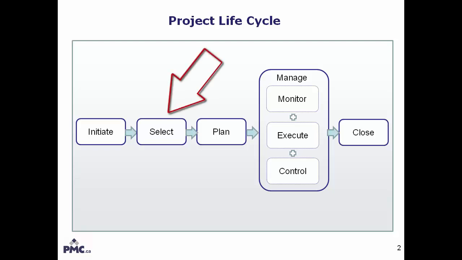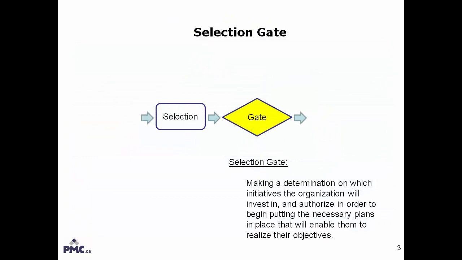If we look at the project lifecycle illustration here, the selection phase is after the initiation of an idea or a business case, but before the planning phase of an authorized project. In essence, the objective of the selection phase is to try and select the right projects that will comprise the new projects within a portfolio. What comes after the selection phase focuses on doing the project right.